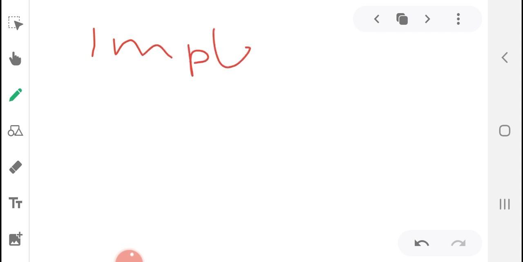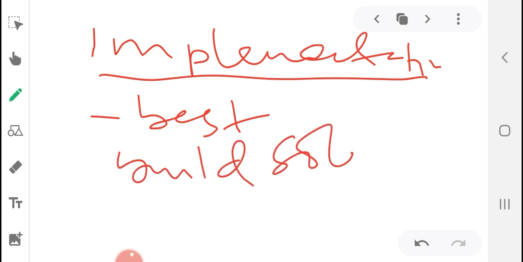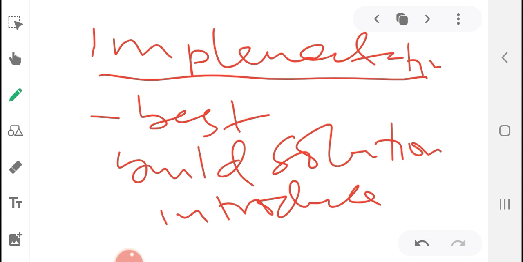The last step is implementation. The best solution is one that can be implemented. So remember, in the choice part, you have to identify as many solutions as possible. Then you select the best solution. So the best solution is one that can be implemented. Implementation of an information system involves building the solution and introducing it into the organization. So you build that solution, and after you build it, you introduce it into the organization.